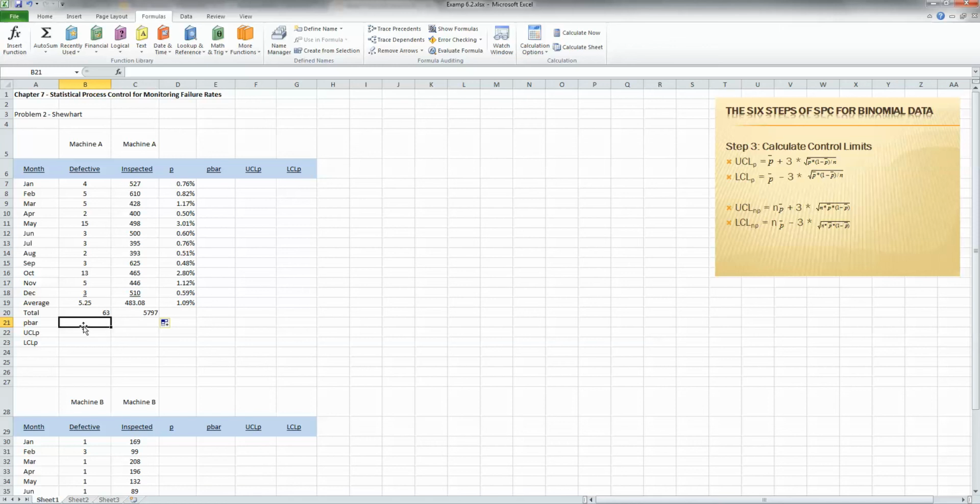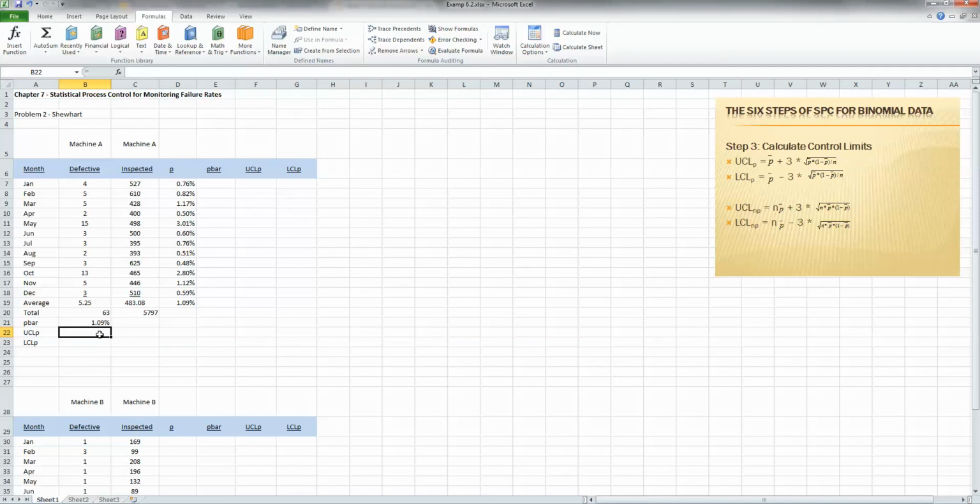Okay, now I said that this overall average of percentages is the p-bar value, and we can check that by dividing the total defective ones by the grand total of the number that were inspected, and that's 1.09%. So those are the same values, and that is a good thing. Okay, we are ready to calculate the upper and lower control limits.